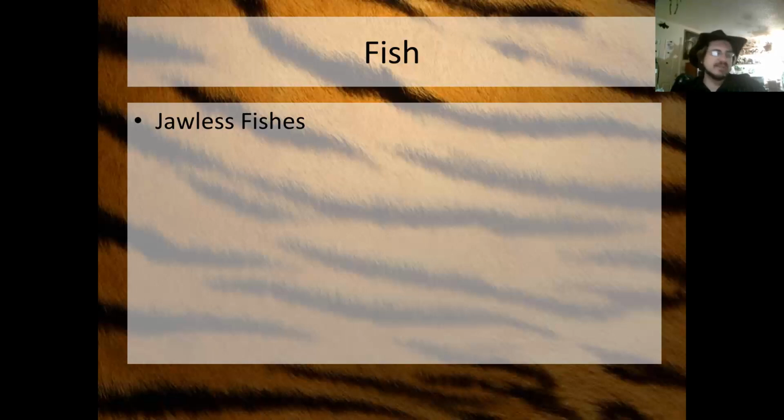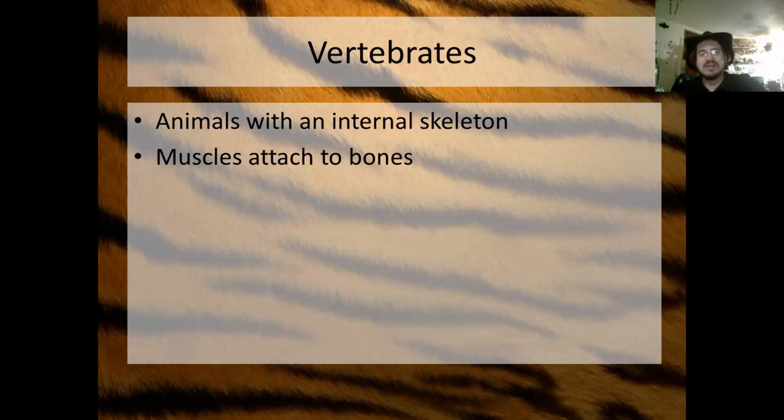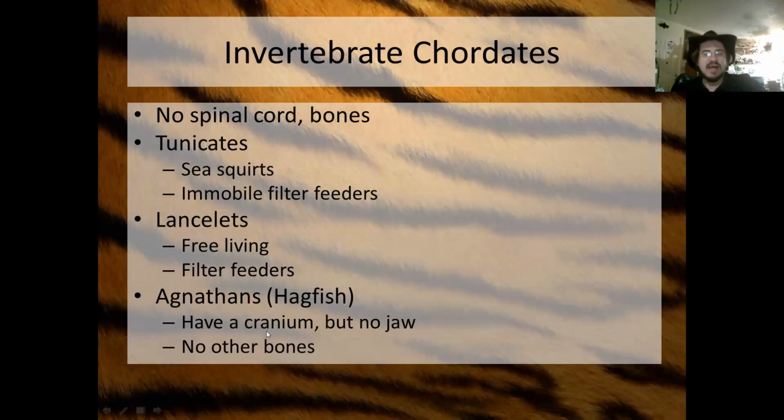Now, the jawless fishes includes the one exception to the fish being full-on vertebrates, and that's that hagfish are, in fact, a jawless fish. They have enough qualities in common with a fish to be classified as a fish. They're an agnathan, class Agnatha.